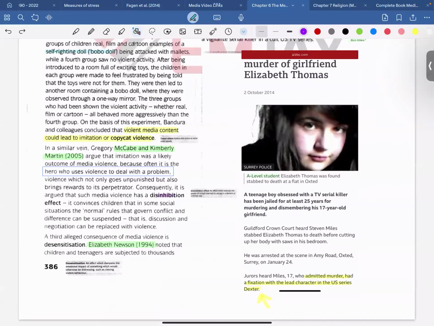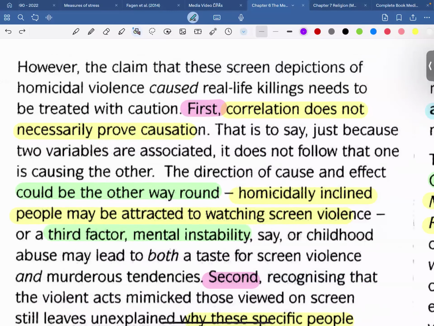however, the claim that these screen depictions of homicidal violence caused real life killings needs to be treated with caution. As we just spoke about these two examples, we also need to be careful that these are just correlations, these are not causations. Correlations do not necessarily prove causation. We could say there can be a relationship between these two factors, such as viewing violence on television and then acting in a violent manner in real life. But we cannot claim that there is any causation to it, or that one thing happening necessarily means the other would happen too.